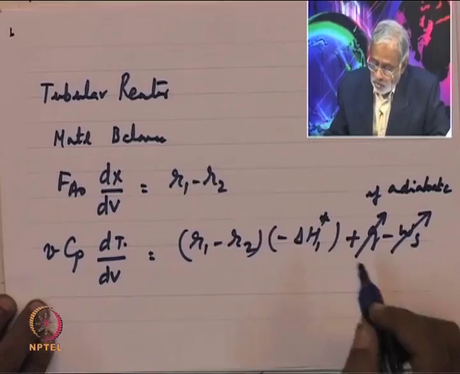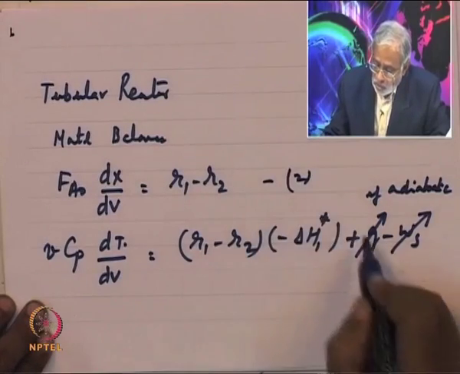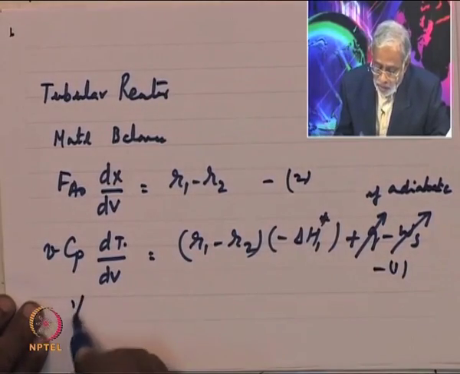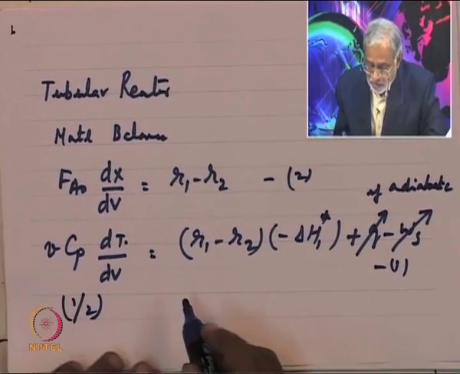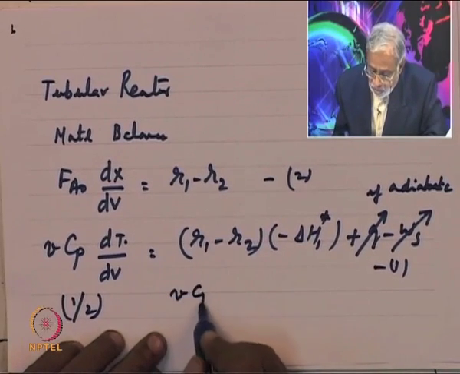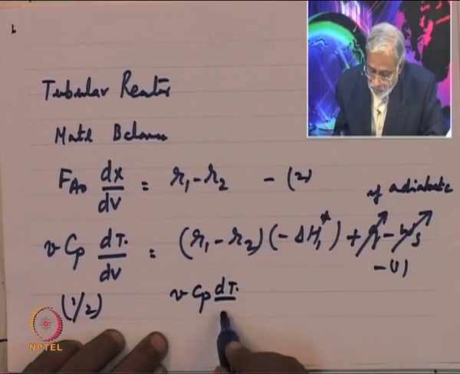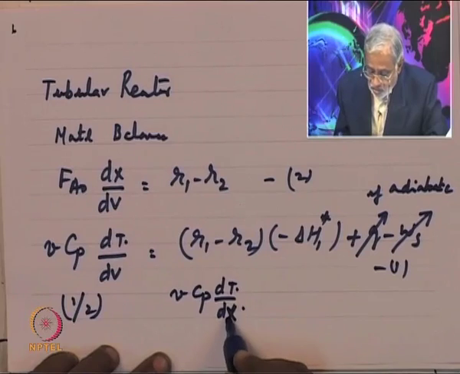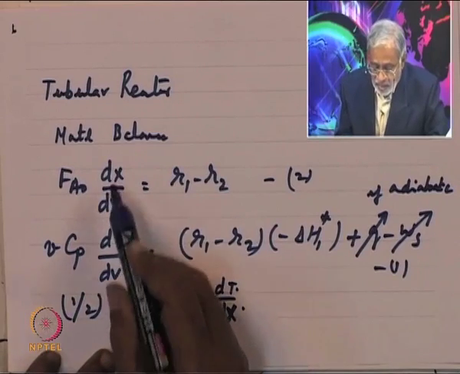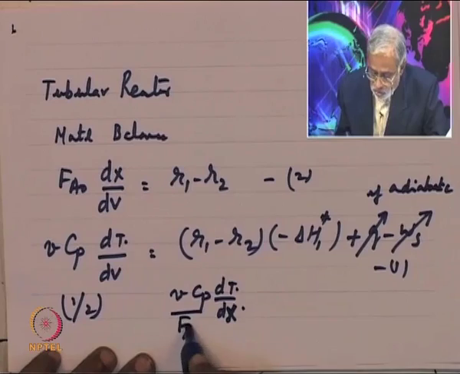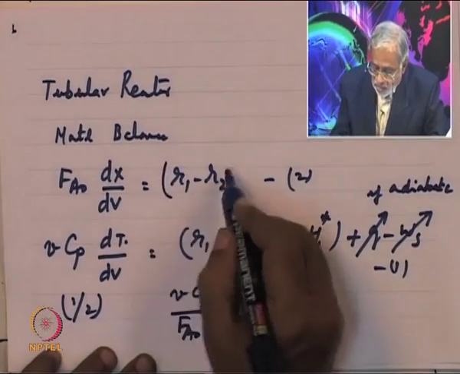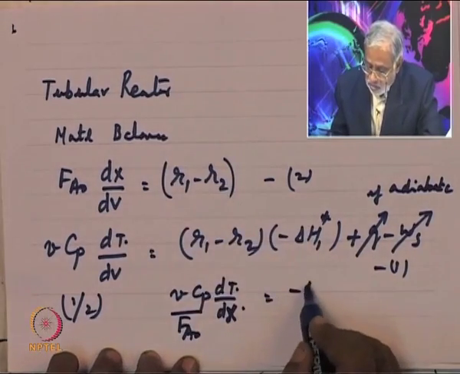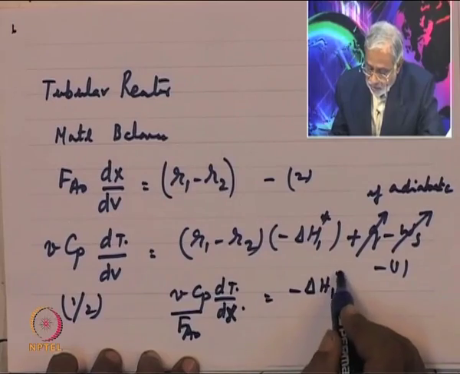Now, if I call this equation 2 and this equation 1, if I do 1 divided by 2, we will get V C P dT/dV divided by dx/dV. So, I will call this dT/dx. This is F A0; R1 minus R2 cancels off. So, we are left with minus of delta H1 star.